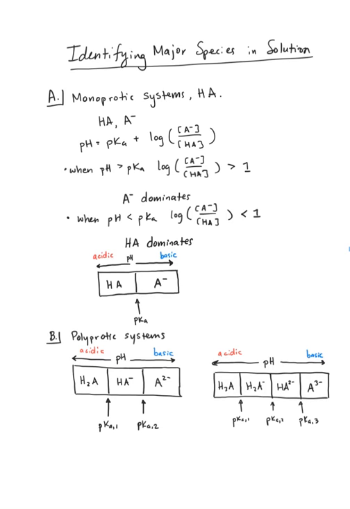For a triprotic system, in the most acidic solutions, our fully protonated form dominates up until the pH passes pKa 1 for this system, at which point the first intermediate amphiprotic form H2A- dominates, up until the point where our pH surpasses pKa 2. Then HA2-, the second intermediate amphiprotic form, dominates. At high pHs above pKa 3, the fully deprotonated form A3- dominates.